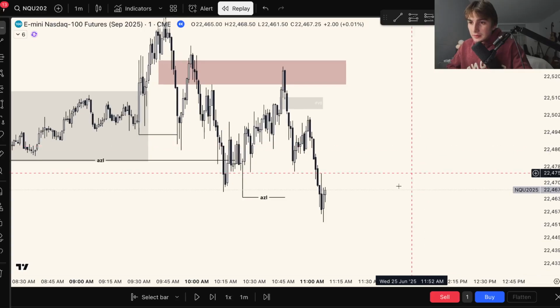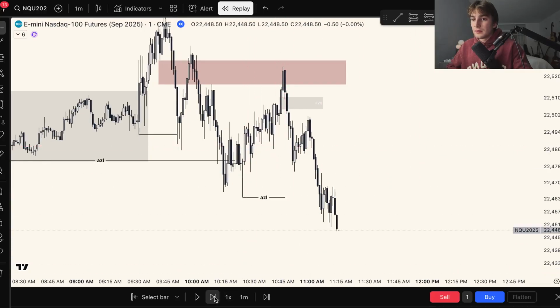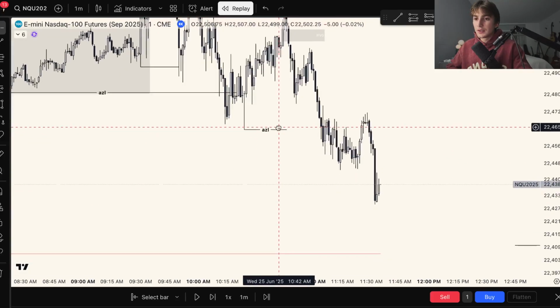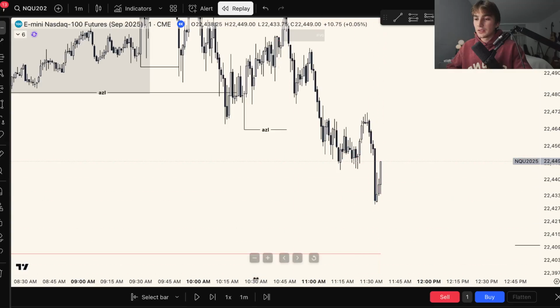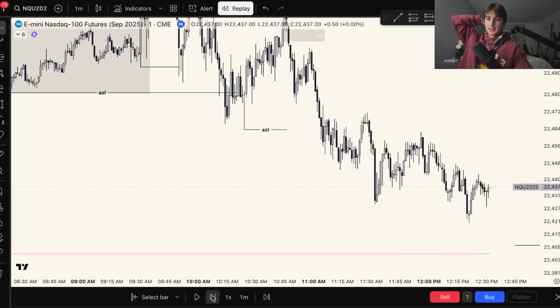Aside from that, I don't really see much else here. Let's see if there's another. Okay, so this might be actually a valid PDI. Does this end up hitting London or anything? Or does this chop up? We're probably going into lunch hour now. Yeah, it's a whole lot of chop.